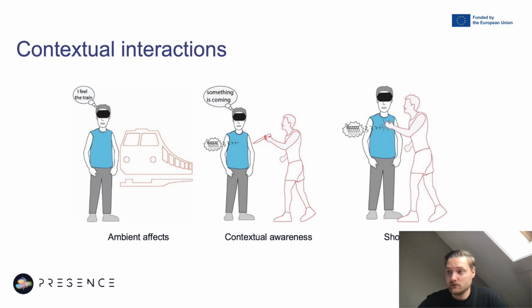And you have something like shocks, so that can be someone tapping on your shoulder, someone hitting you, or you've been hit, for instance, by a third-party object like a bullet. That can be more contextual interactions.